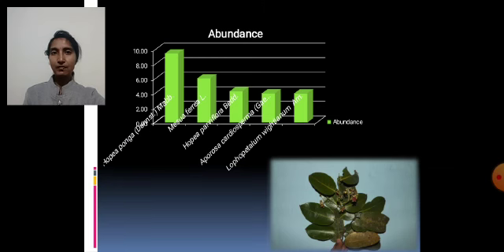Results. This is the graph representing abundance of trees. Hopea ponga of Dipterocarpaceae family is the most abundantly found tree species in the range, followed by Mesua ferrea, Hopea parviflora, Aporosa cardiosperma and Lophopetalum wightianum.